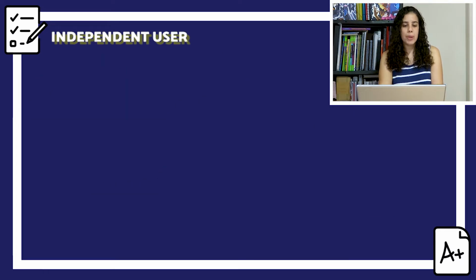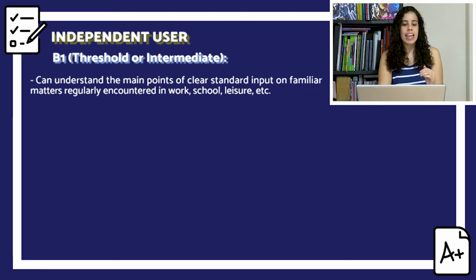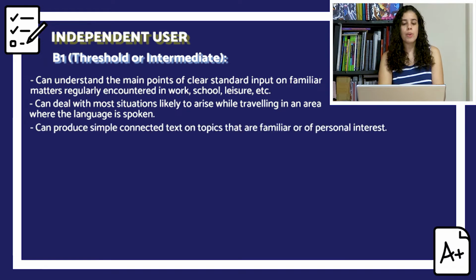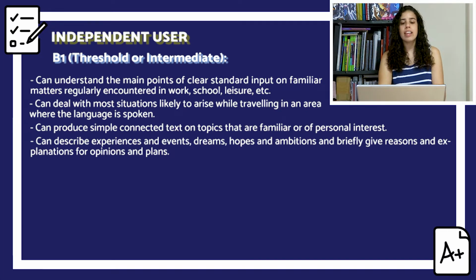Independent user. B1, threshold or intermediate. Can understand the main points of clear standard input on familiar matters regularly encountered in work, school, leisure, etc. Can deal with most situations likely to arise while traveling in an area where the language is spoken. Can produce simple connected text on topics that are familiar or of personal interest. And can describe experiences and events, dreams, hopes and ambitions, and briefly give reasons and explanations for opinions and plans.